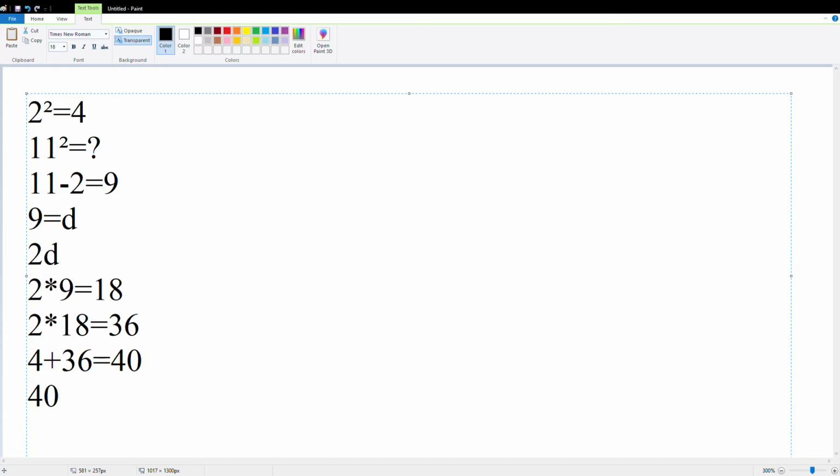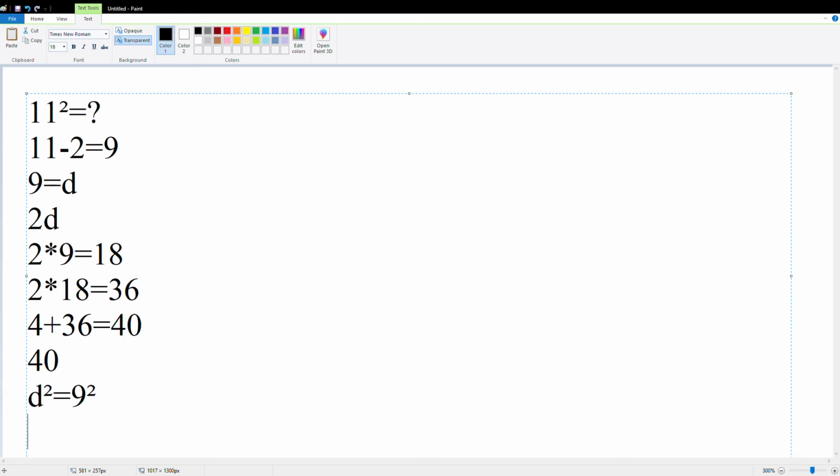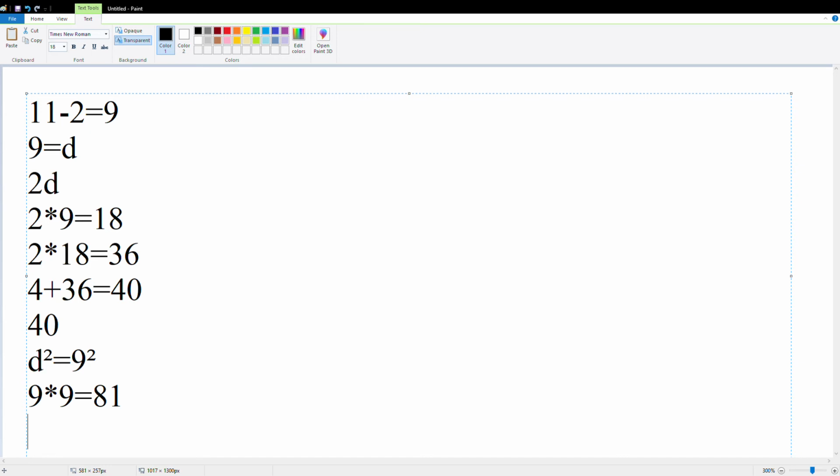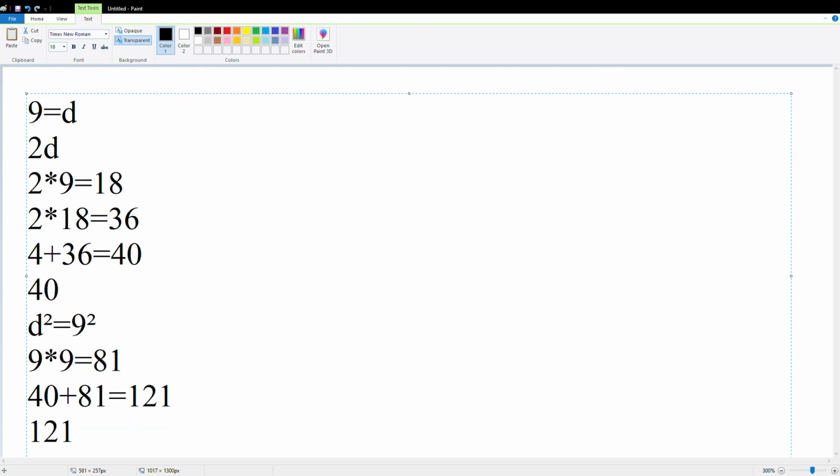And then what we're going to add next is we're going to take d squared, which is, in this case, 9 squared. So we take 9 times 9, 9 squared, and we get 81. Now you add that 81 to 40, which equals 121, and 121 equals 11 squared. And that's it.